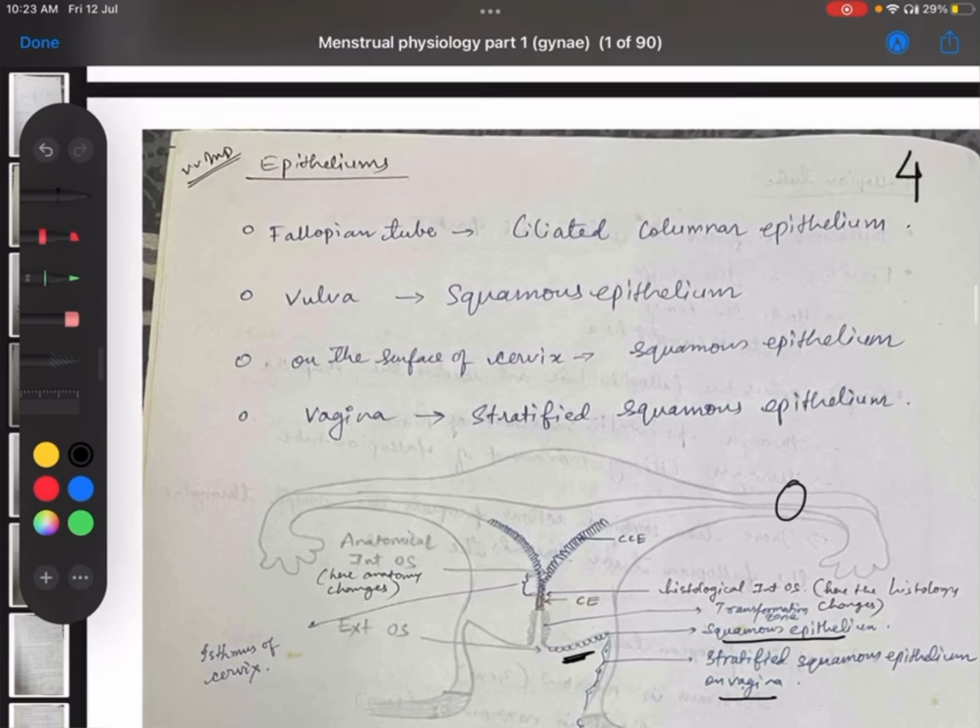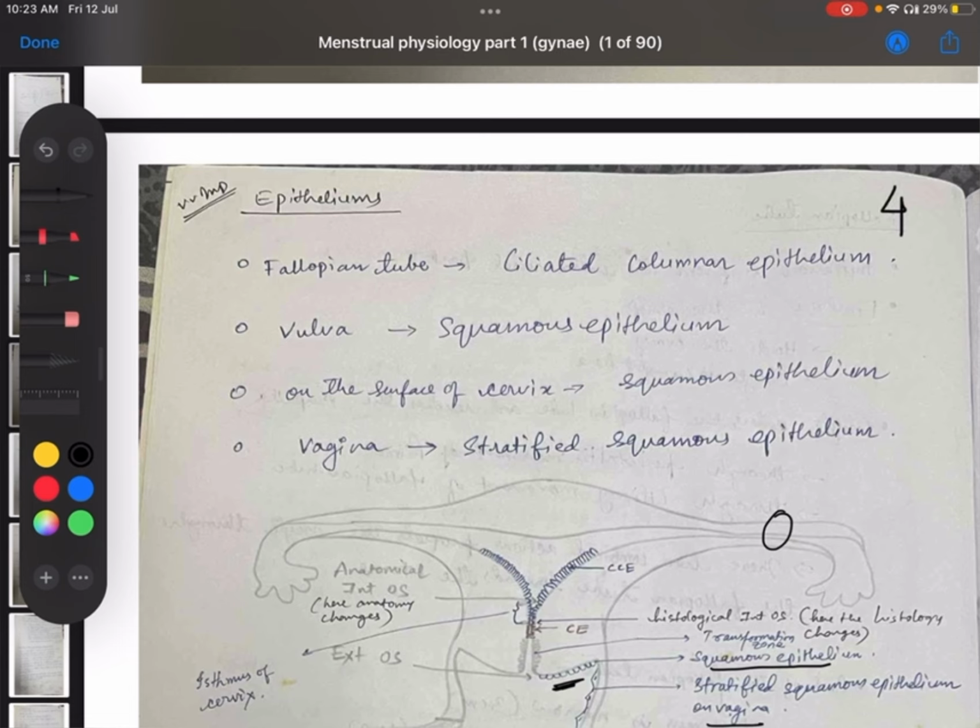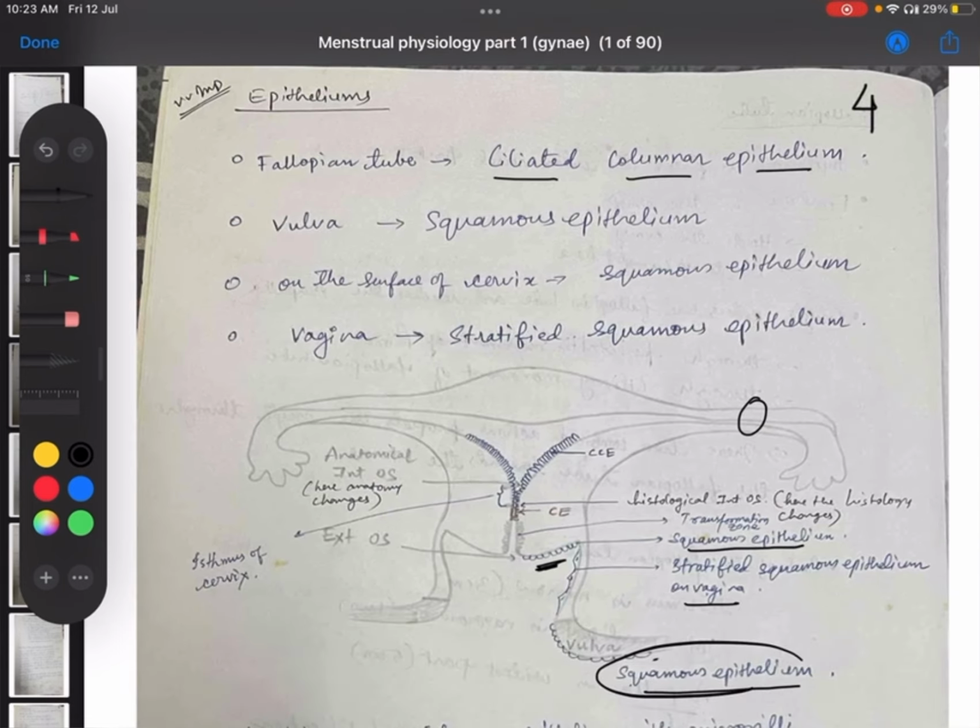The oviduct, the fallopian tube, is made up of ciliated columnar epithelium, which coming downwards gets converted into normal columnar epithelium. Now what is external os and what is internal os? I guess you know. The outside of the cervix is the external os, which is the external opening, and the inside of the cervix is the anatomical internal os, which is the internal opening.